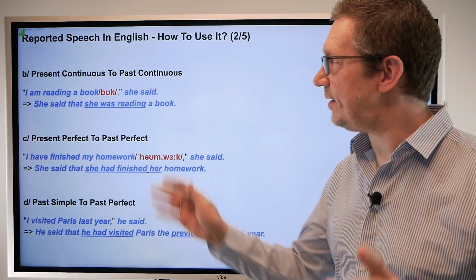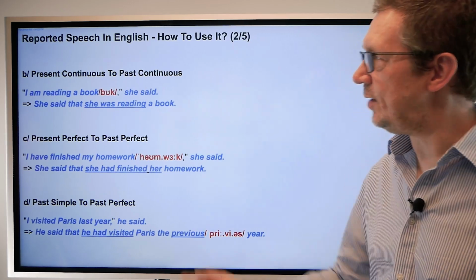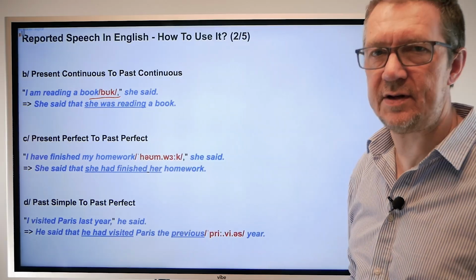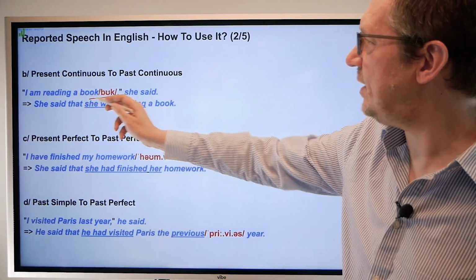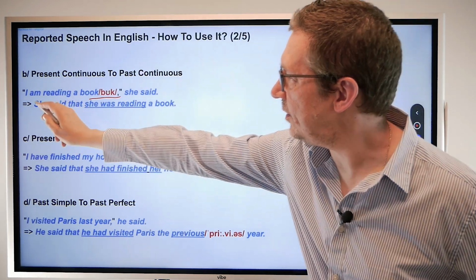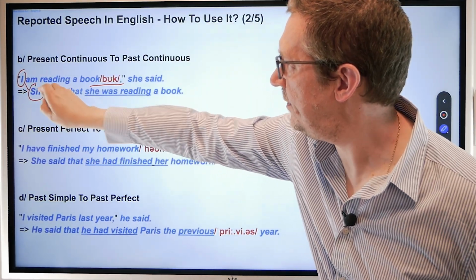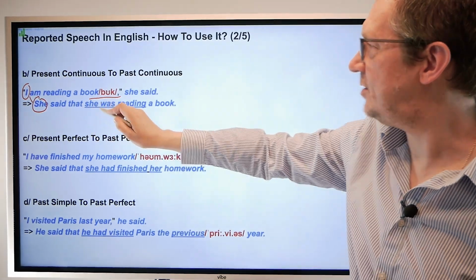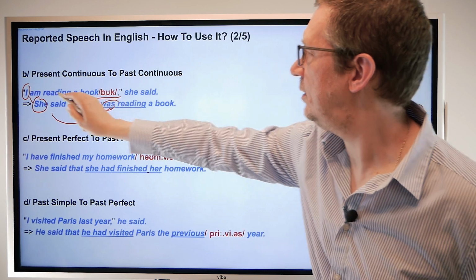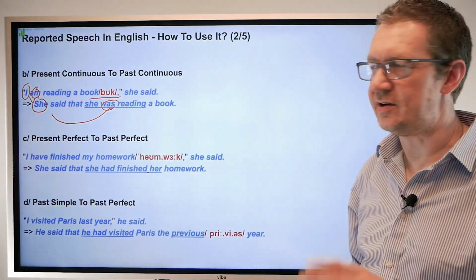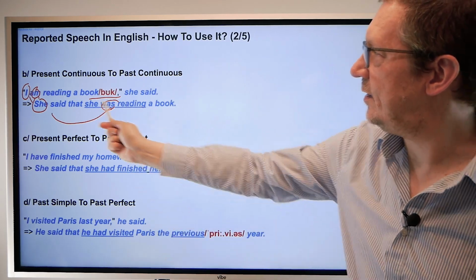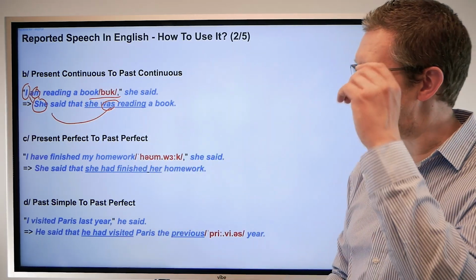Okay, so it happens with present continuous and past continuous as well. So let's have a look how that works. I am reading a book. Careful with this pronunciation. Book. I am reading a book, she said. Okay, how do we report? She said, so instead of I, it becomes she. She said that she was reading a book. So instead of I am, it's she was. Can you see how it changes? Okay, from I am to she was. She said she was reading a book. Again, going back, and you see that the reading stays the same, so the continuous form stays the same.